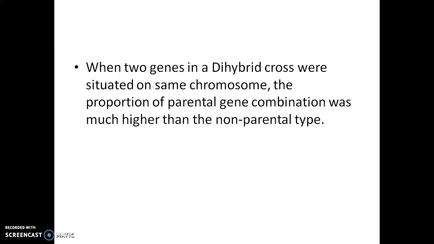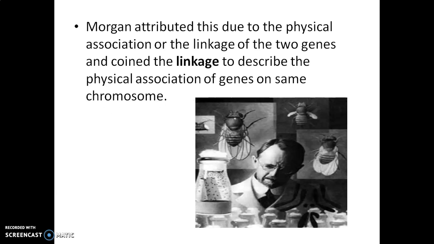Children, in dihybrid cross, when two genes were situated on the same chromosome, the proportion of parental gene combination was much higher than the non-parental type. It was the observation by Thomas Hunt Morgan. Morgan attributed this to physical association or linkage of the two genes and coined the term linkage to describe the physical association of genes on the same chromosome.